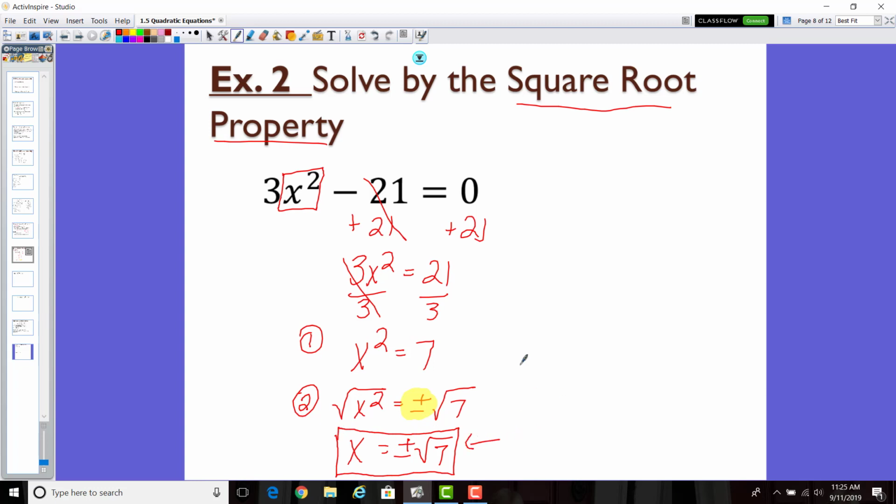If this radical has perfect square factors in it, you must reduce. They will not accept an answer unless it is reduced.